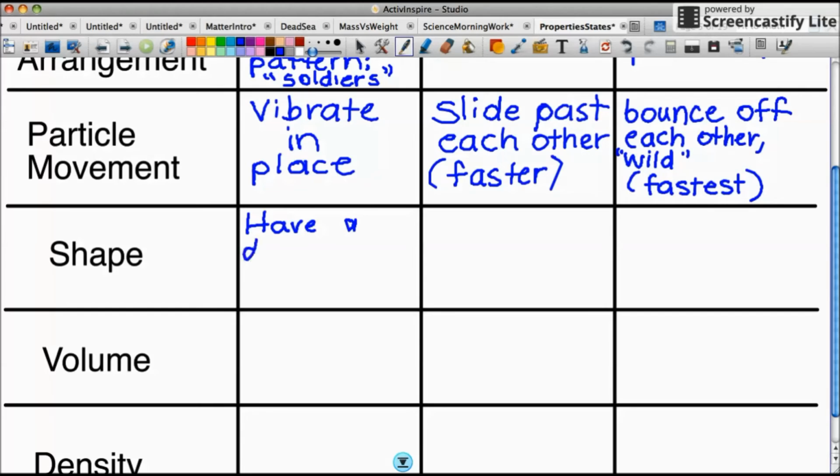Now, this thing cannot be circles. I'm going to try to do something around this. It's crazy. So solids have their own shape. It's defined, and it keeps that shape unless we do something to interfere with it, like heat it up or break it. What about liquids? Do they have their own shape? No. Now, make sure you're keeping up with me. They take the shape of their containers.